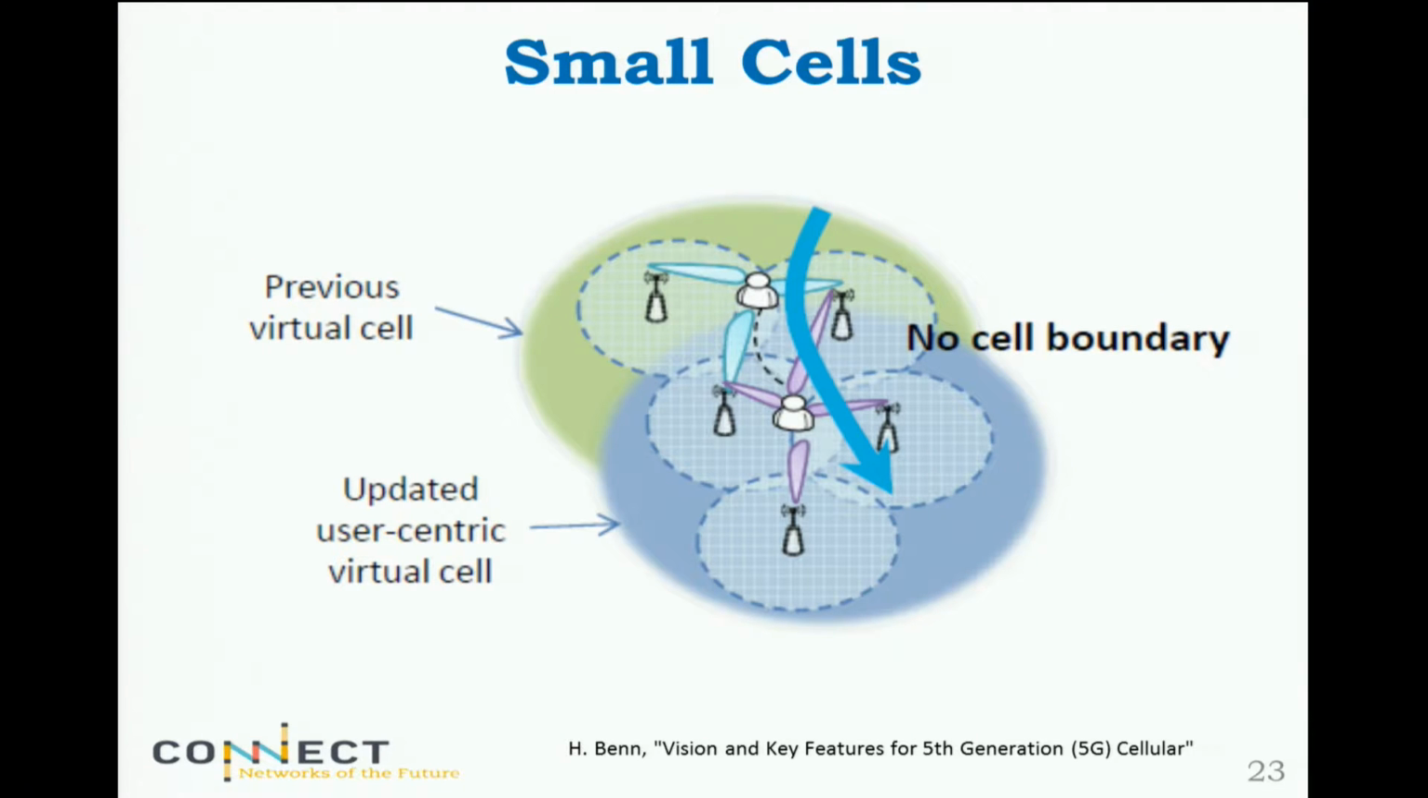Okay, small cells, we go back to the category 3 I was mentioning before. So you need to densify the network to get a better use of the spectrum and to get a better SNR. What are the catches here?